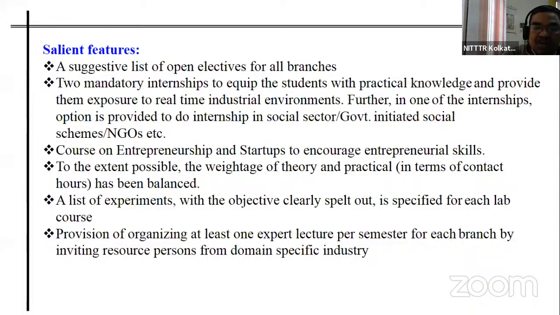A course on entrepreneurship and startups to encourage entrepreneurial skills. To the extent possible, the weightage of theory and also practical in terms of contact hours has been balanced. A list of experiments with the objectives clearly spelled out and specified for each job. Provision for the organization of at least one expert lecture per semester for each branch by inviting a resource person from the domain or specific industry. So these are some of the specific salient features of the AICTE model curriculum we talked about, which the previous curriculum was not having.